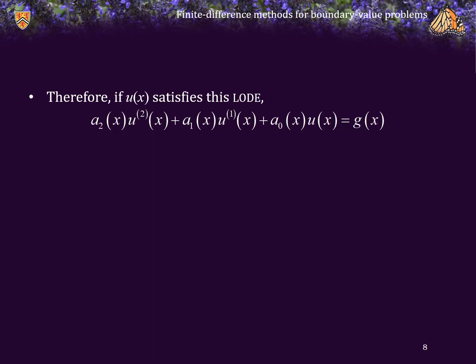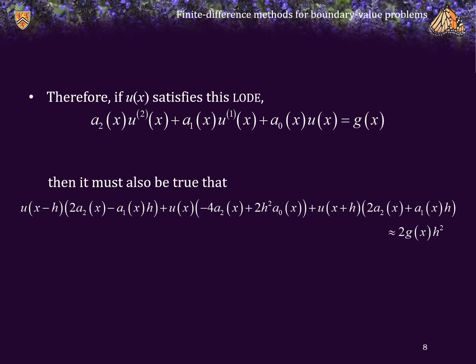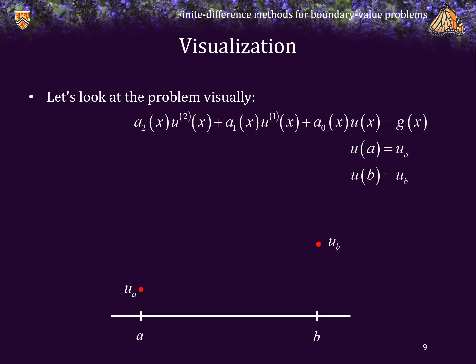To reiterate, if u at x satisfies this linear ordinary differential equation, then it must also be true that this expression is approximately true. It may not be exact because we have substituted in approximations, but it should be very close. Now, let's take a look at this problem visually. Here we have the ODE and the two boundary conditions shown here visually. Now, there is an actual solution that passes through these, or at least we're assuming that there is such a solution. How are we going to approximate this solution?